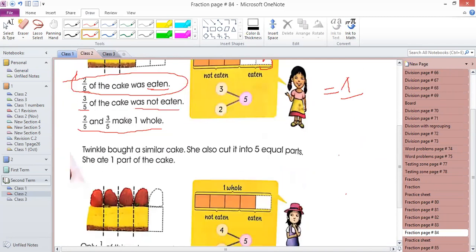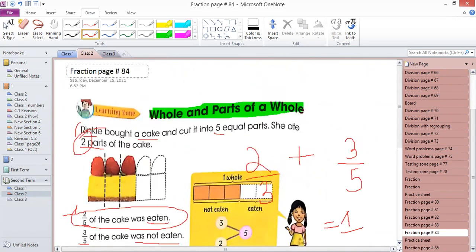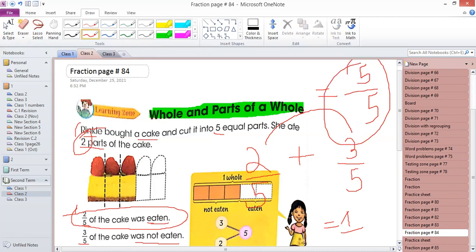I told you guys, whenever you have the same number in the numerator and the same number in the denominator, it is always equal to 1. Look, this is the fraction of what Twinkle ate, and this is the fraction of what Twinkle did not eat. If you add them, the denominator is 5 in both, so you write the same denominator and add 2 and 3. 2 plus 3 is equal to 5. So this is 5/5, and you know 5/5 is equal to 1.